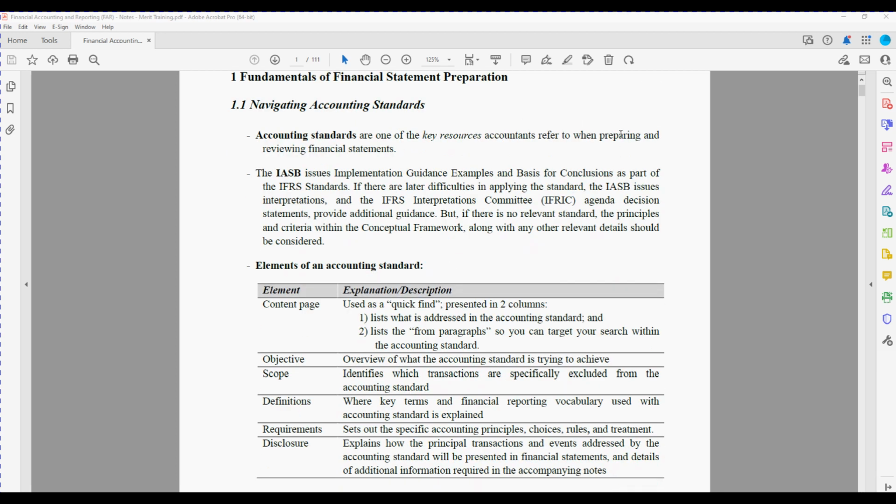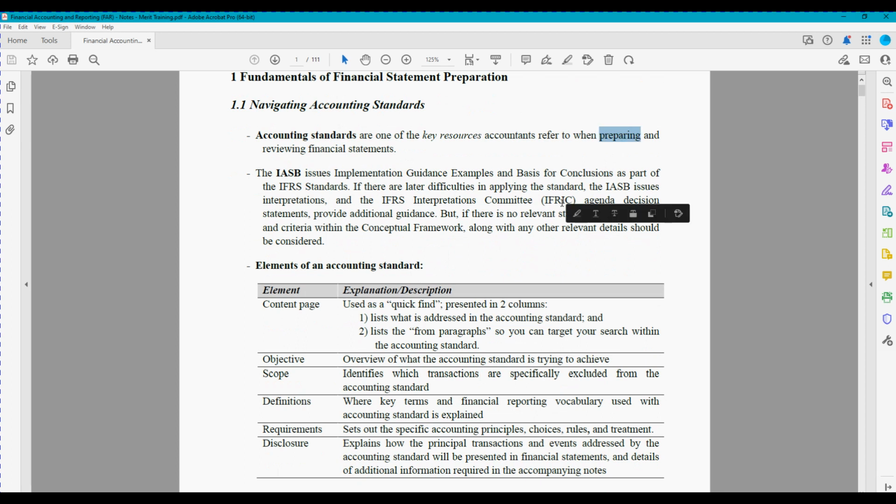So it's important when you're preparing, because if you're not sure how to account for something, for example, you could refer back to the standards. Or if you're reviewing, what you could do is have a look at what someone's provided to you and then compare it against the standards, and say, have you included this note? Have you accounted for this part correctly?